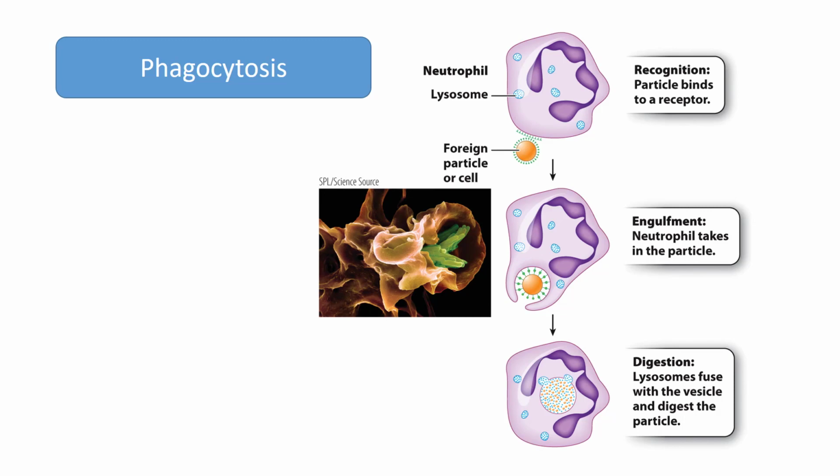The phagocyte extends its plasma membrane completely around the cell or particle until it is within a separate compartment called a vesicle. In some cases, the vesicle merges with an organelle in the cell called a lysosome. Enzymes within the lysosome digest the foreign cell or particle.